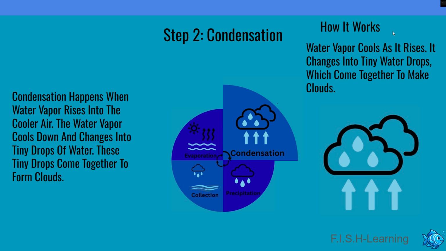Step 2. Condensation. Condensation happens when water vapor rises into the cooler air. The water vapor cools down and changes into tiny drops of water. These tiny drops come together to form clouds. How it works: water vapor cools as it rises. It changes into tiny water drops, which come together to make clouds.